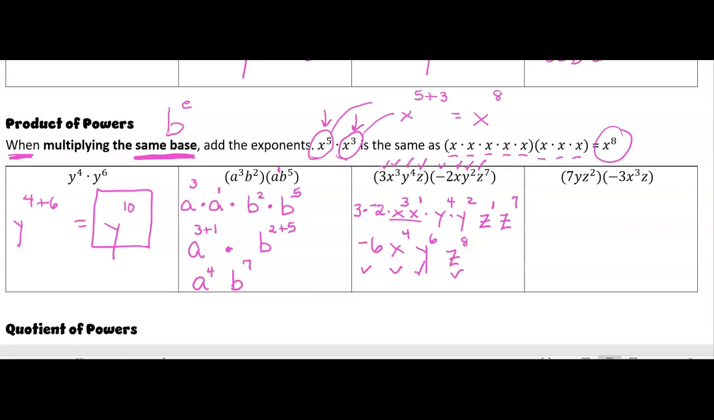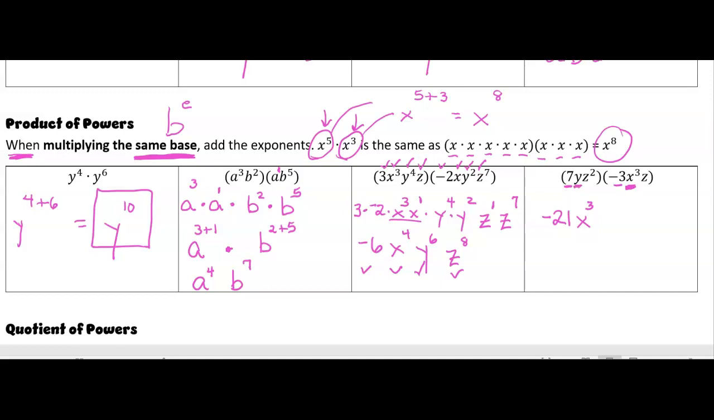On our next one, we have a 7 times -3. So 7 times -3 is -21. Then we're going to do this in alphabetical order. So I'm going to look for any x's. So over here I have an x to the third, but I don't have any x's in the first. So I'm just going to have x to the third. That's it. Now I'm looking for y's.